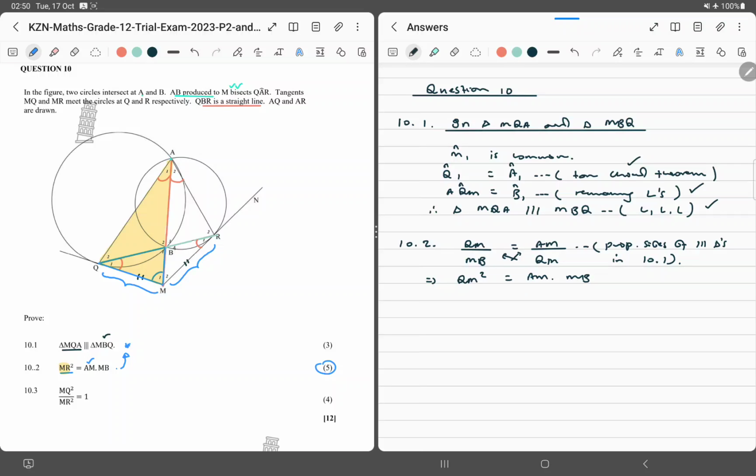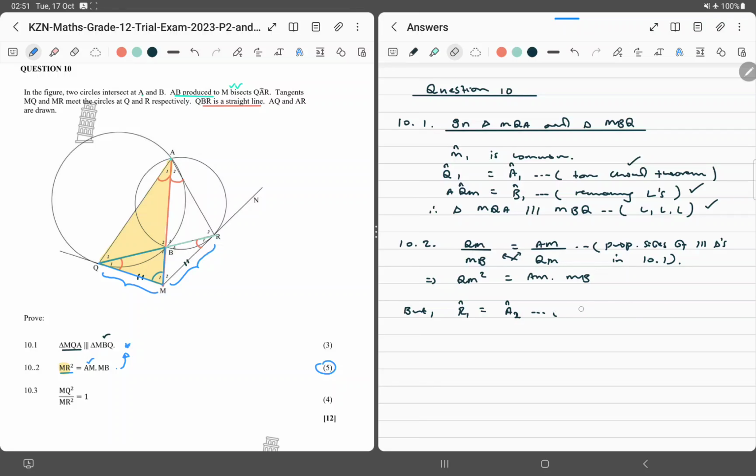Now our last link is to try and justify why MR is equal to QM. That is just the remaining piece of work. Now this is where we start with the stories. But what do we know? We know for a fact that R1 is equal to angle A2. Right, that is from the tan chord theorem.